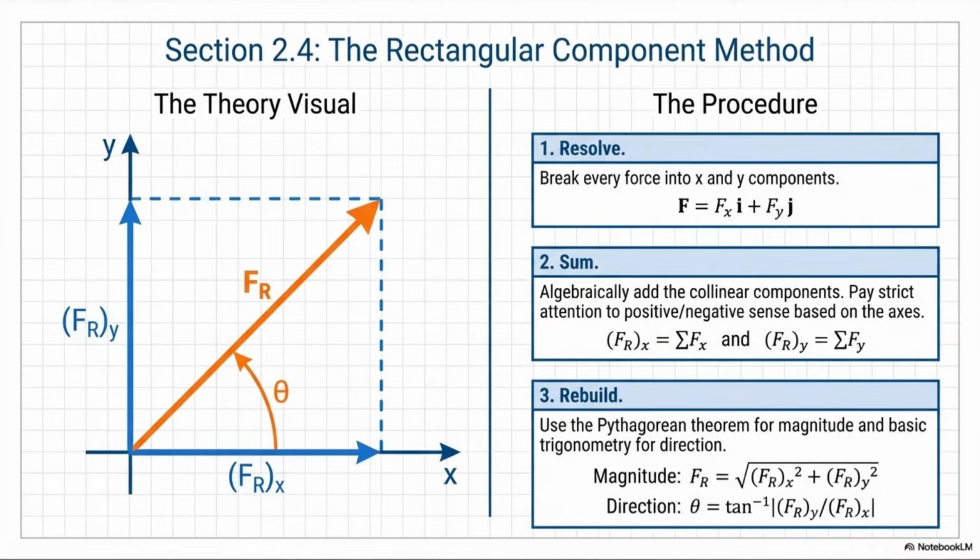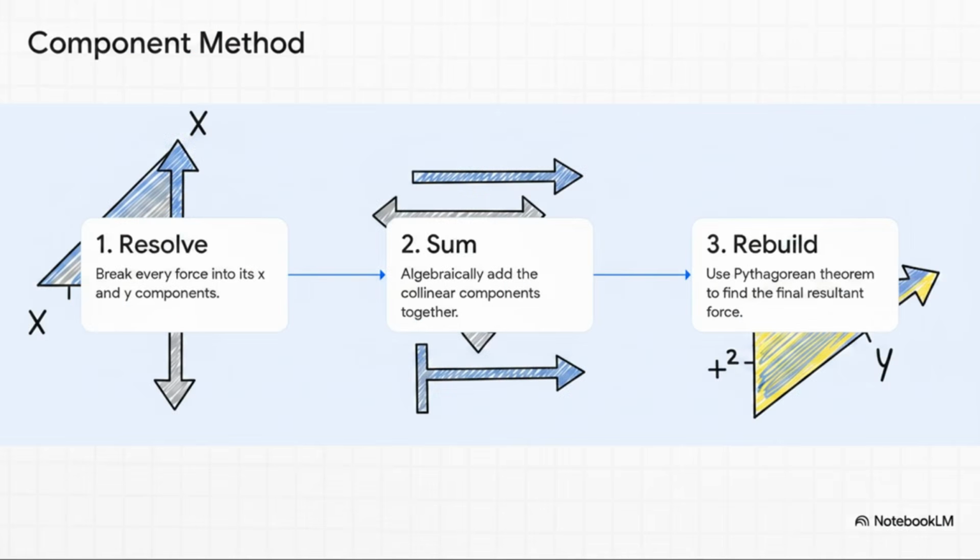The method we'll use is basically a 3-step recipe. Step 1, resolve. We break every single angled force into its straight up and down y part and its straight left and right x part. Step 2, sum. We just add up all the x parts together and all the y parts together. And then step 3, rebuild. We use those two totals to build our final resultant force. Resolve, sum, rebuild. Let's do it.